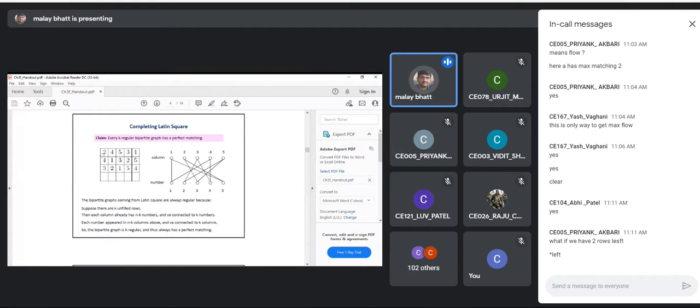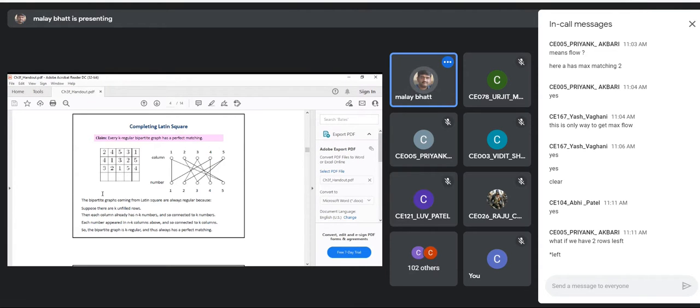Right? When you consider only one row, first row is filled, then how many numbers are left? 4 numbers. Just assume that only the first row is filled: 2, 4, 5, 3, 1. So the second, third, fourth and fifth, 4 rows are left. So column 1 will be connected with how many nodes? 4 nodes, because it is a k regular bipartite graph.